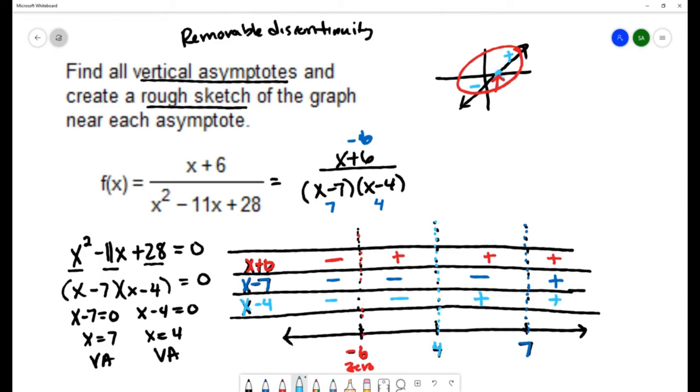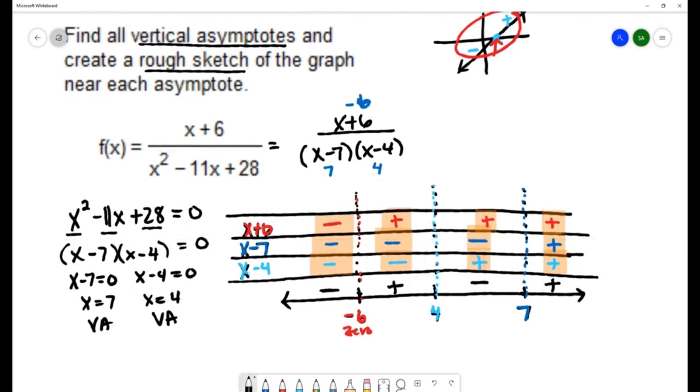So we do that for each factor, and then we're going to multiply all the signs together. So if I multiply these three signs together, a negative times a negative times a negative will be a negative for that interval. We multiply these three signs together. A positive times a negative will be a positive. We're going to multiply these three signs together. A positive times a negative will be a negative. A positive times a positive will be a positive.